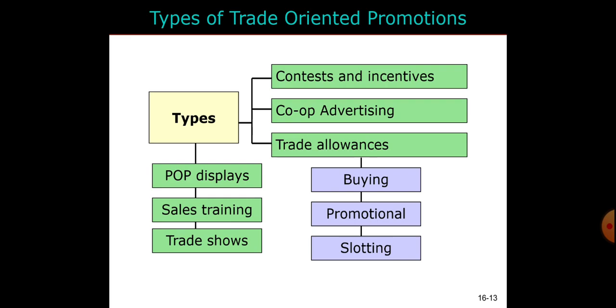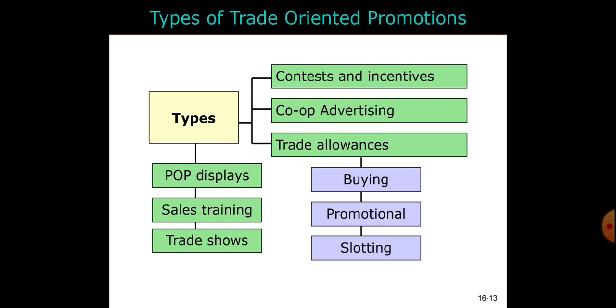Contests and incentives, cooperative advertising. Cooperative advertising is nothing but advertising between the supplier and the vendor together. Say for example, Intel supplies its chips to Dell computers. So the Dell computers are promoted by Intel themselves. That is cooperative advertisement. Trade allowances, buying, promotional, and slotting.